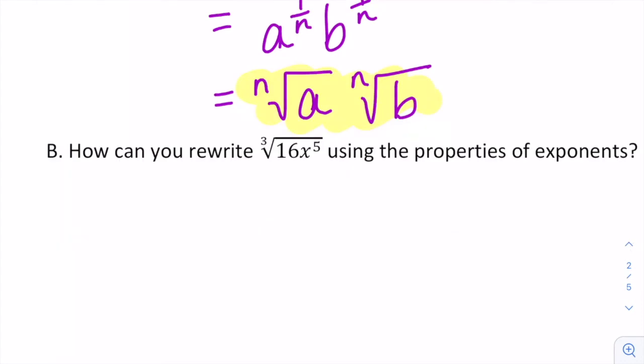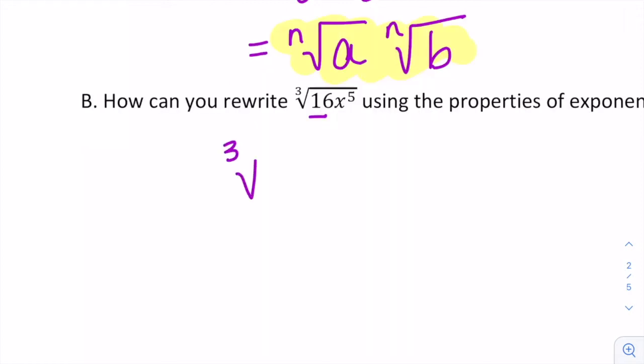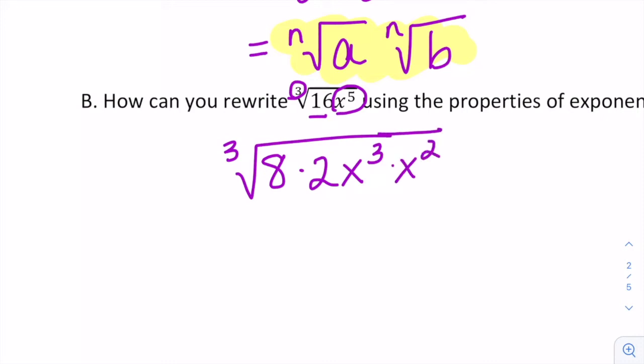Let's rewrite the cube root of 16 times x to the 5th. So I'm going to break that 16 into 8 times 2. And then we know that we're going to have 5 x's inside and we need 3 to come out. So I'm going to rewrite that as x cubed times x squared. So you can see that the 3 and the 2 will add up to be equal to 5.